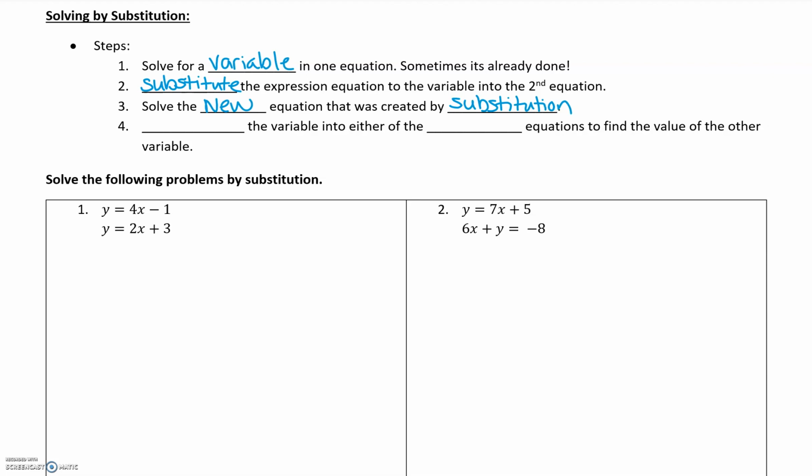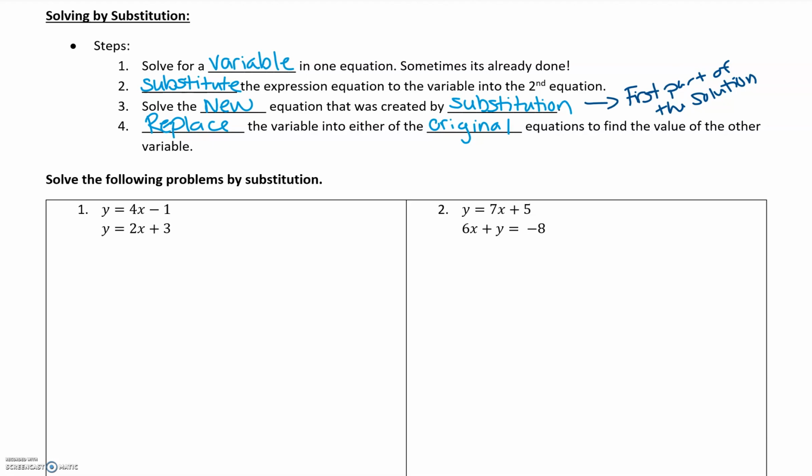Then what we're going to do is get the other part. When we do this, we're going to get the first part of the solution. To get the second part of the solution is this next step. We're going to replace the variable that we got from step 3 into either of the original equations to find our other variable.